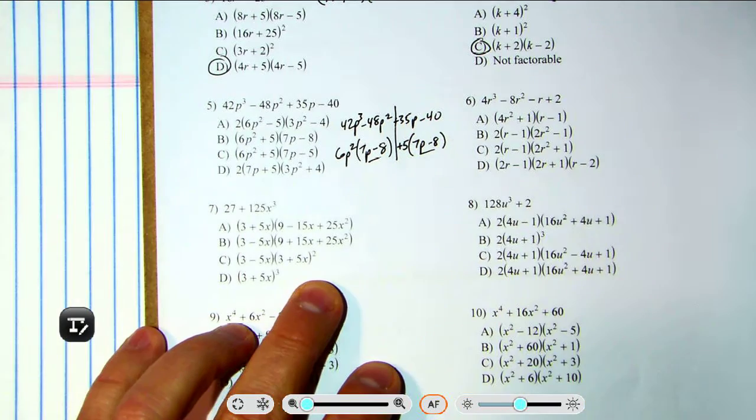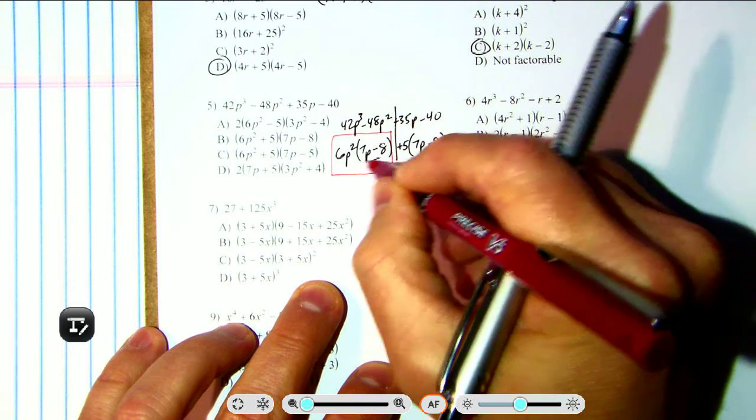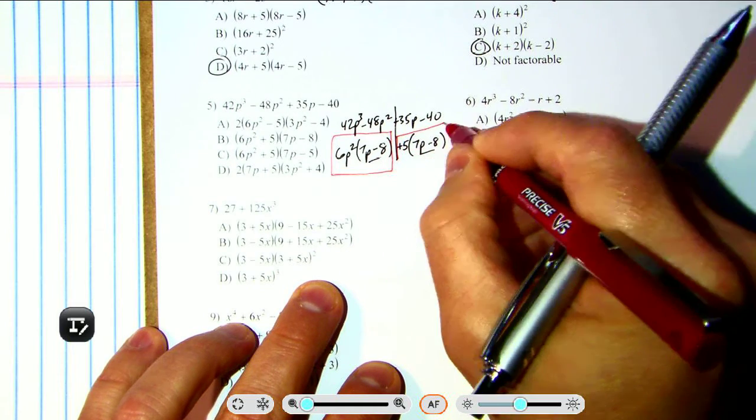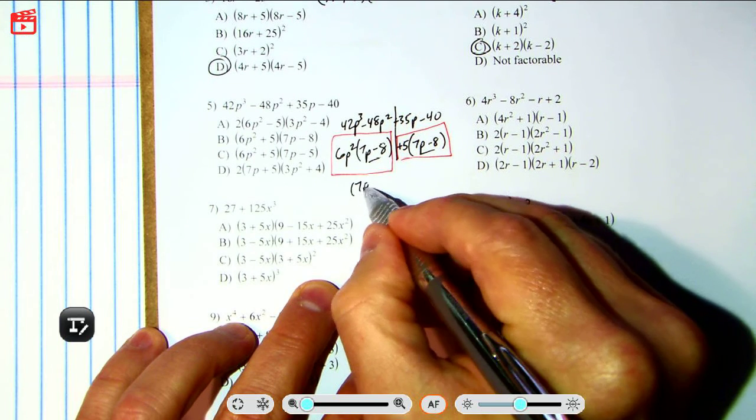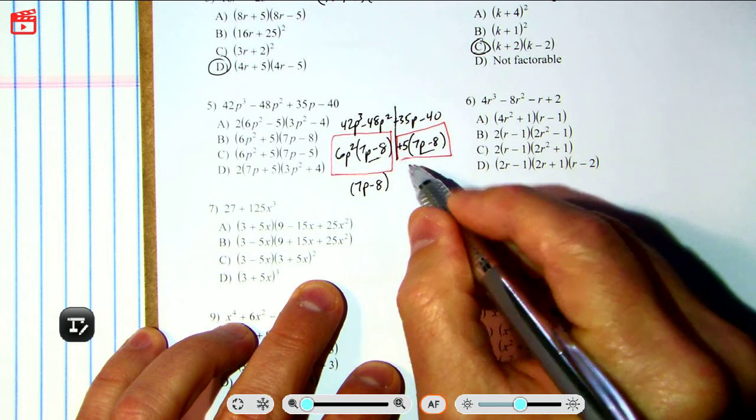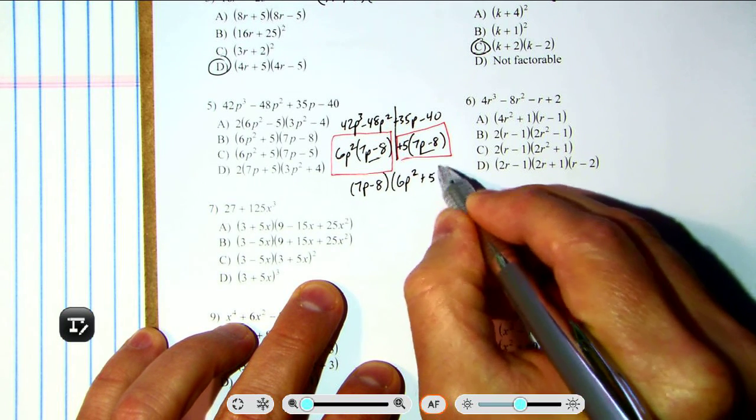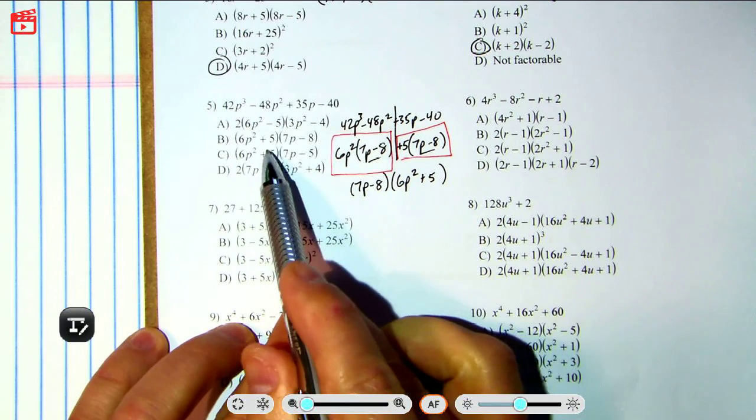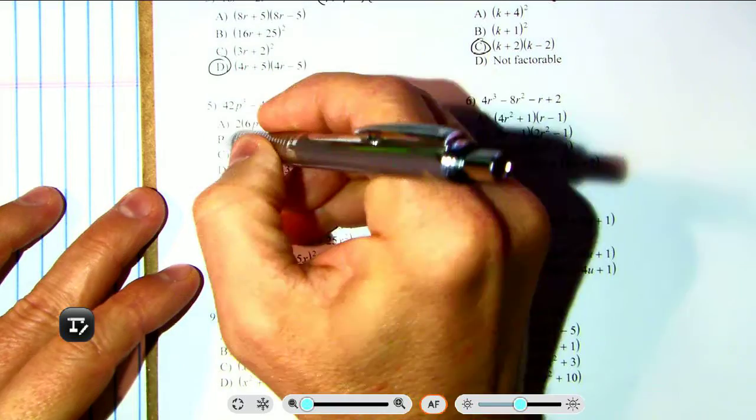So again, look at this term. It's one term because it's being multiplied. And look at this term. What's the GCF? The GCF is 7p minus 8. What's left over after I divide that out from each term is just 6p squared plus 5. Even though it's written out of order, multiplication is commutative, so the answer to number 5 is B.